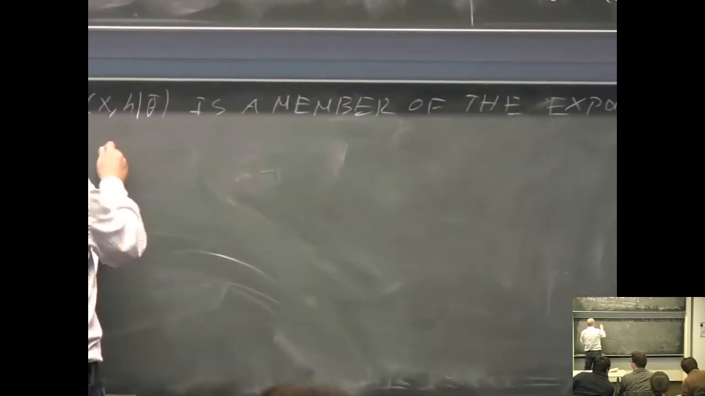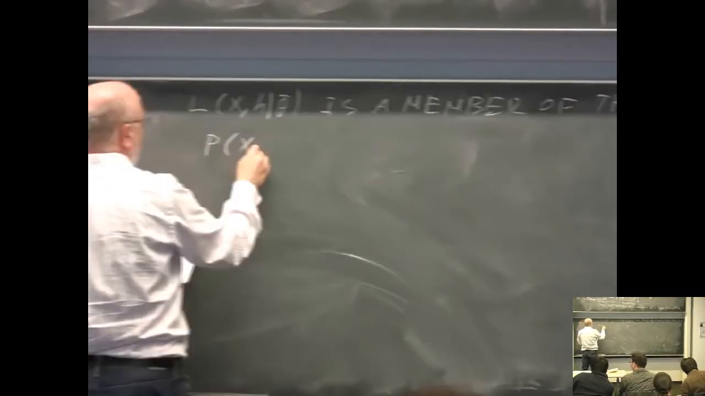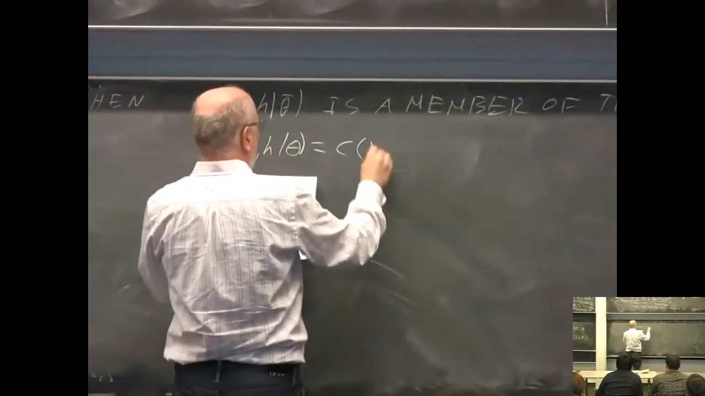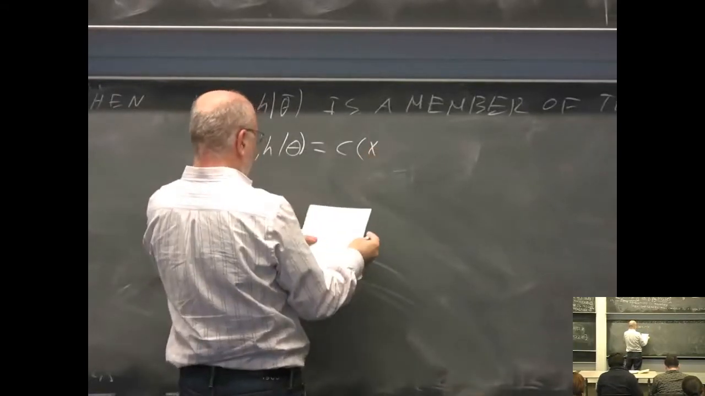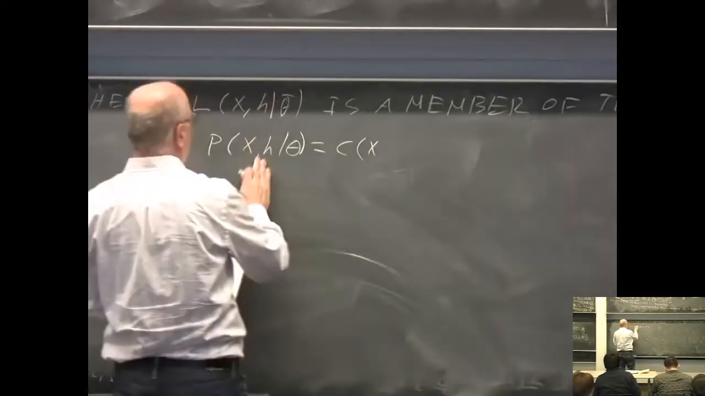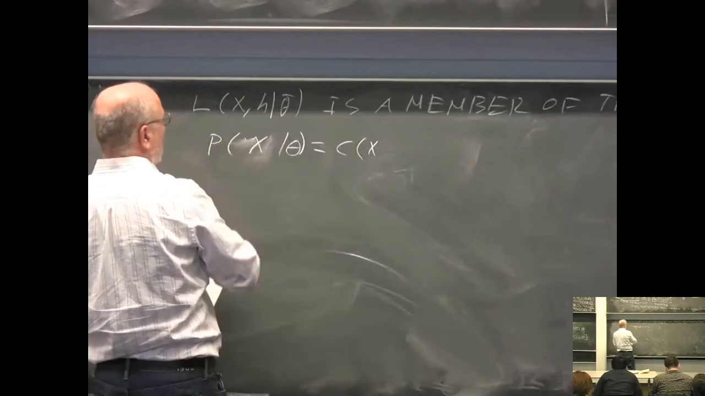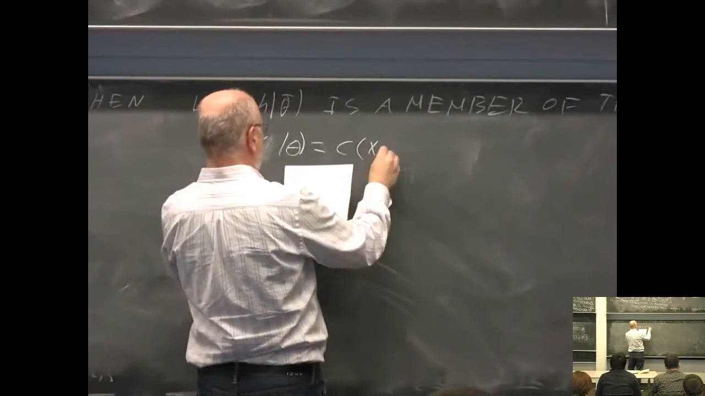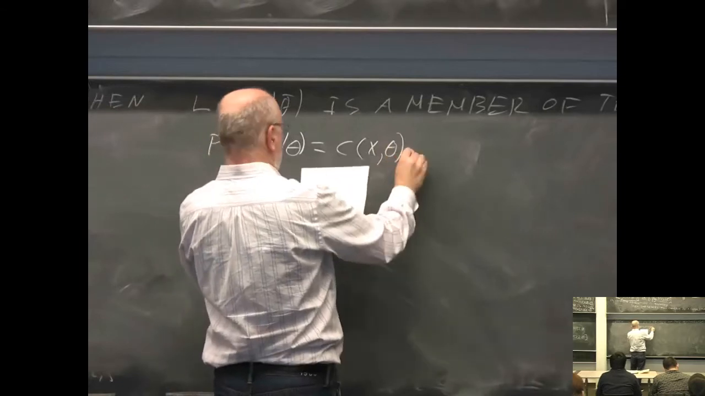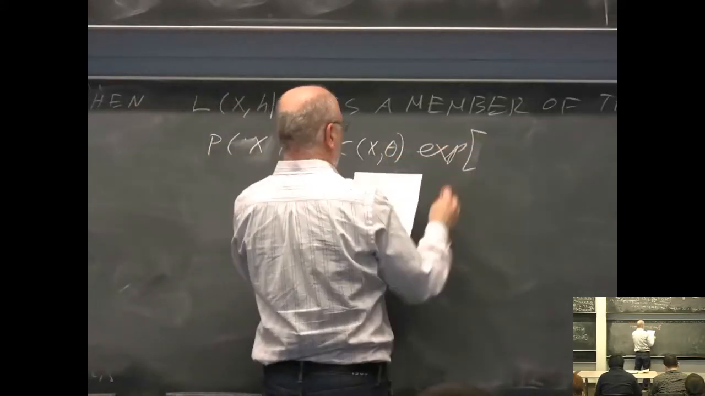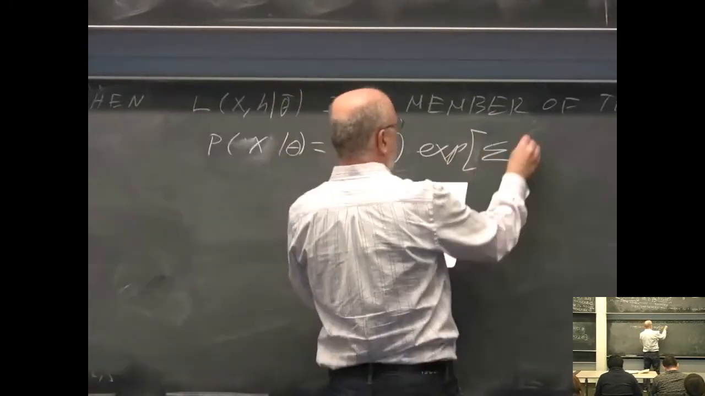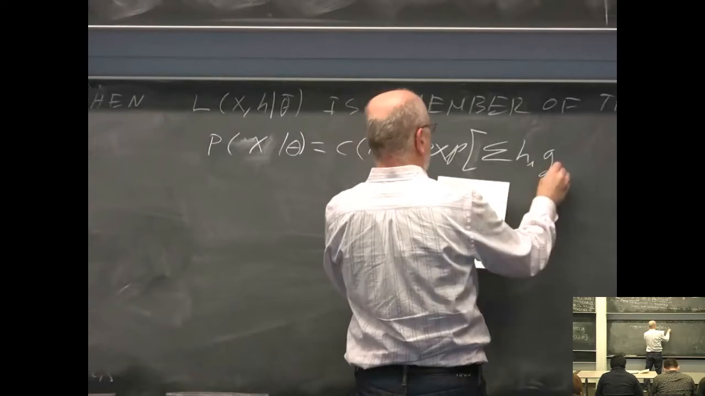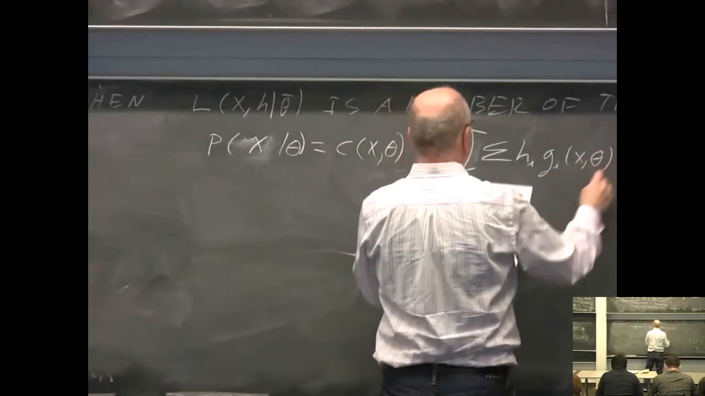It means that the probability of x and h given theta can be written down as some component that depends only on x and theta, times e to the power of a linear summation of hi times some function gi of x and theta.